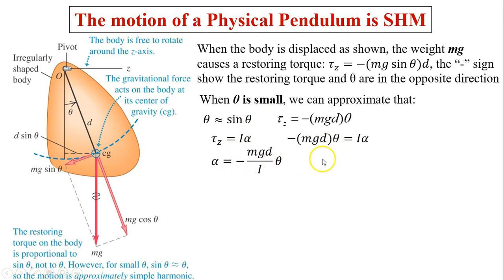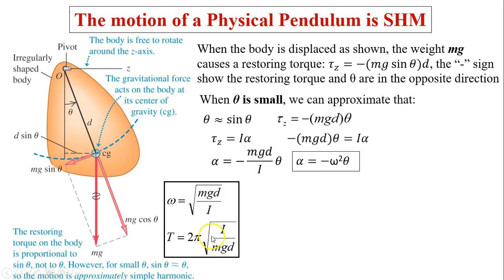One way to figure out omega is this: torque equals I alpha, so we can set these two equal to each other. We can determine alpha equals negative mgd divided by I times theta. Whatever is in front of theta is omega squared. So omega equals the square root of mgd divided by I. And T equals 2 pi divided by omega, that equals 2 pi times the square root of I divided by mgd.